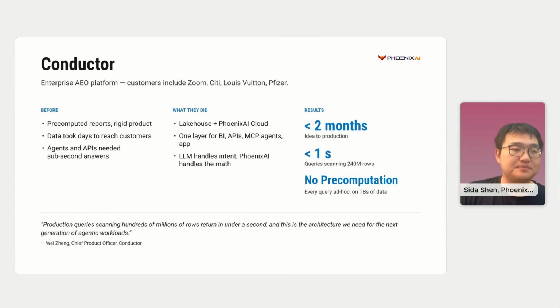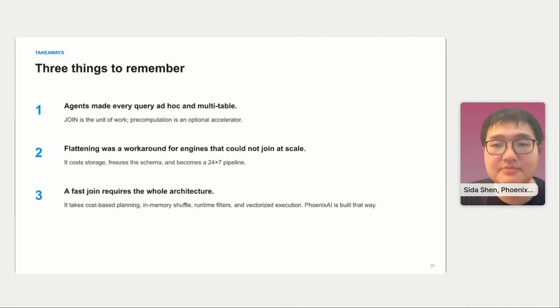There's no pre-computation. Okay, 3 things to remember. Agents make every query ad hoc and multi-table. Second is flattening: denormalization is a workaround that you should not do. Even without agents, it's too expensive to do. And third, a fast join requires the whole architecture, from query planning, from distributed compute, from scanning, how you scan the data, how you process data, everything. You can always go back to the slide and refer to the points I made.